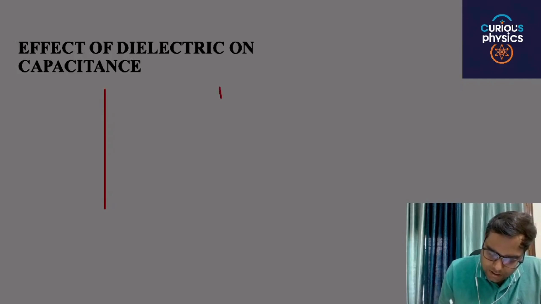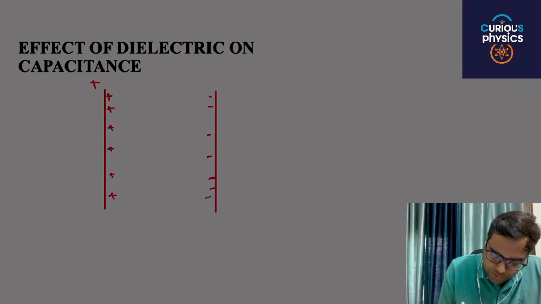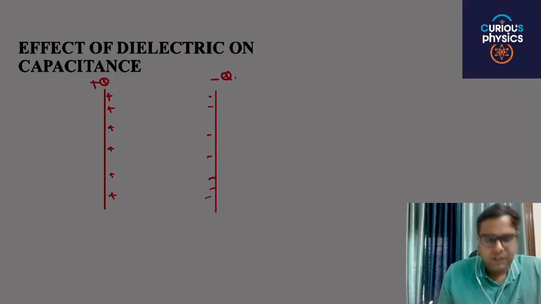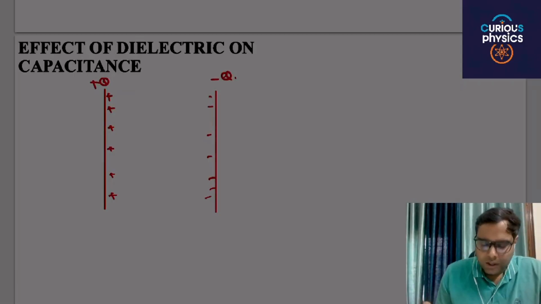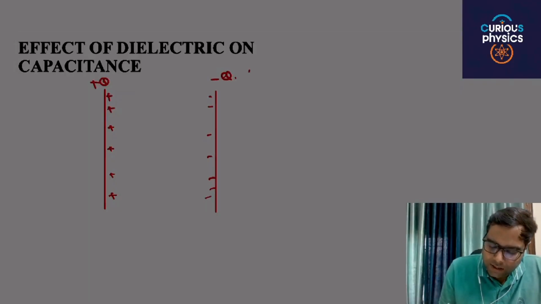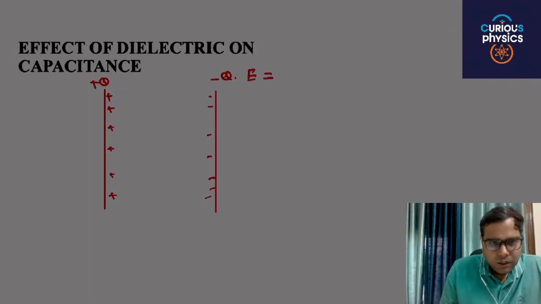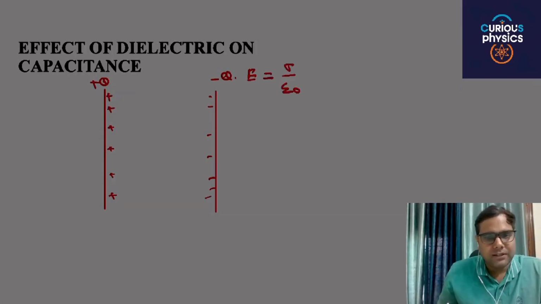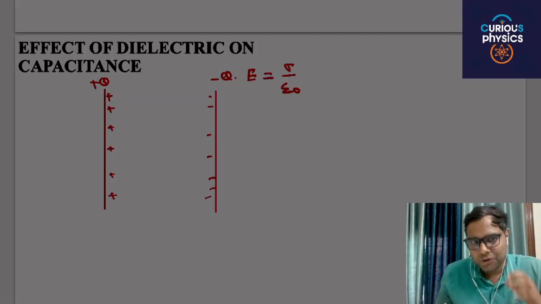Let's say this is the parallel plate capacitor, this is positive charge, and here is negative charge, here is positive Q and here is negative Q. Okay. And if there is no dielectric, then the value of electric field will be, we know, sigma by epsilon naught inside these plates. We have just discussed this point.